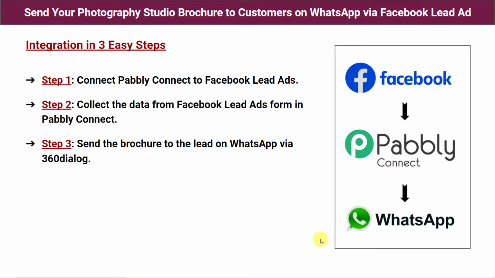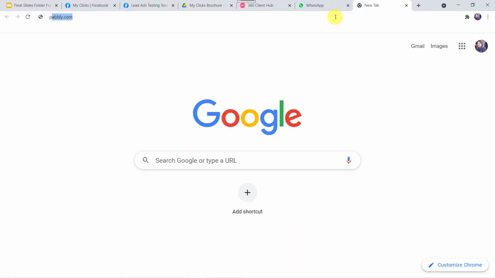So let us check this in real time. For this, let us type pabbly.com in our browser.